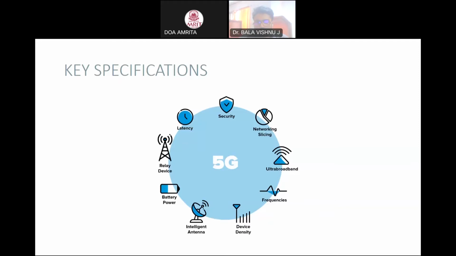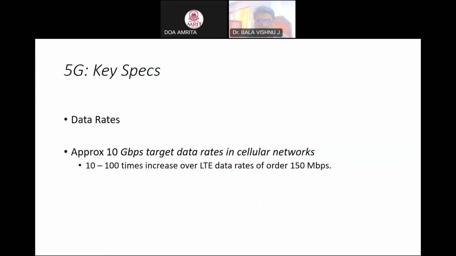And there are relay devices, like cooperative communications. Relay devices will help improve energy efficiency by playing a key role through cooperative communications between the source and the destination, or the transmitter and the receiver. So these are the other key specifications. Coming to the specifications in terms of metrics, first we look into the data rates.